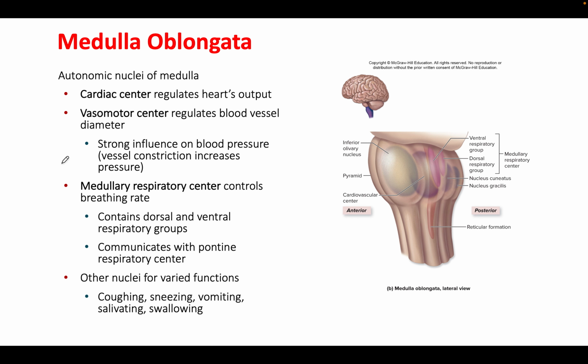We also have a region known as the medullary respiratory center. This is controlling our respirations, right? So our respiratory rate and our breathing rate. You contain both a dorsal and a ventral respiratory group, and you can also see these over here. And these have excitatory and inhibitory effects on respiration. Okay. Then you also have other nuclei that have important autonomic functions, and specifically for things like reflexes. So coughing, sneezing, vomiting, salivating, swallowing. A lot of these are autonomic reflexes that we don't really think about, but they are controlled by some medullary nuclei within our medulla. Okay.